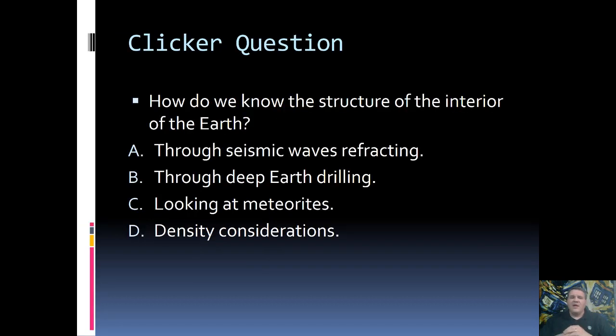And now our fifth lecture quiz question. How do we know the structure of the interior of the Earth? A, through seismic waves refracting. B, through deep Earth drilling. C, by looking at meteorites. Or D, through density considerations. Go ahead and think about it and we'll discuss in just a bit.